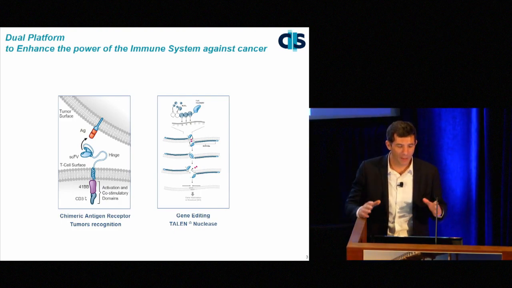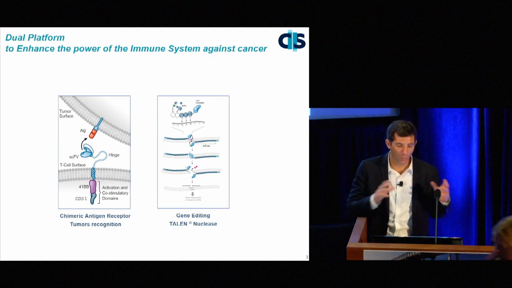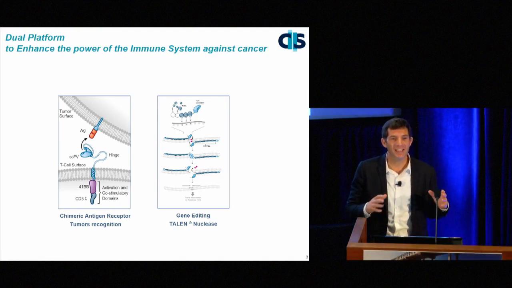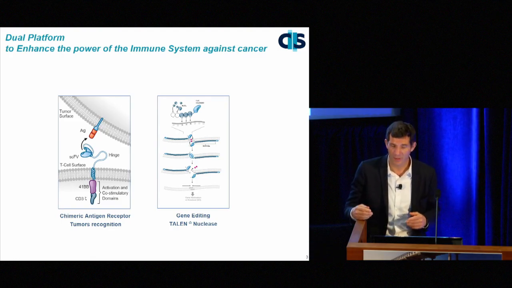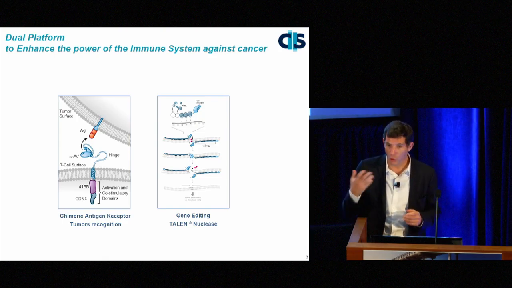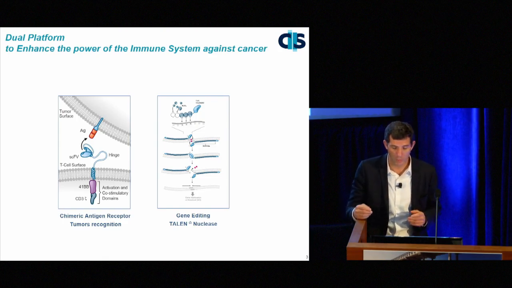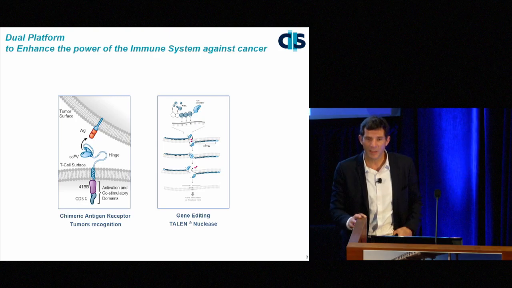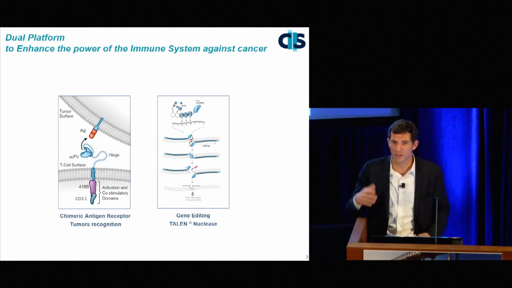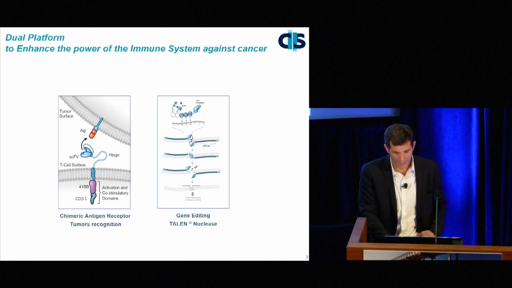So I'm going to speak about a dual platform. On one side, the use of T cells as an active reagent to kill cancer cells, with a specific head called a chimeric antigen receptor to target and make all the recognition of the tumor. And on the other side, I'm going to talk about gene editing and most specifically TALENs, which is TAL effector nucleases.